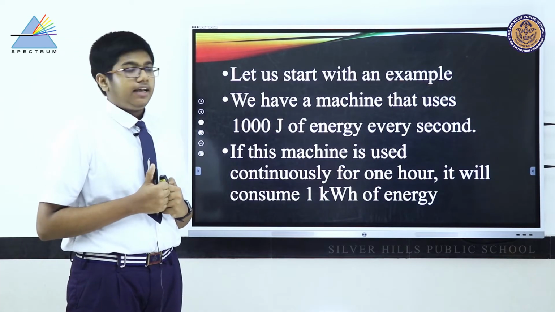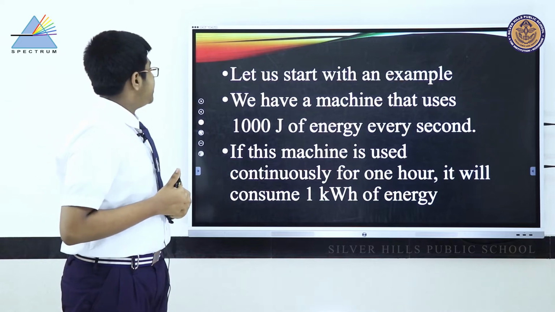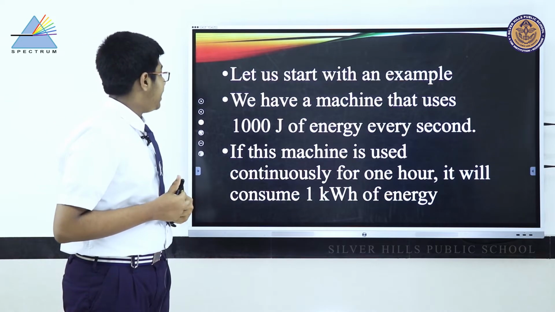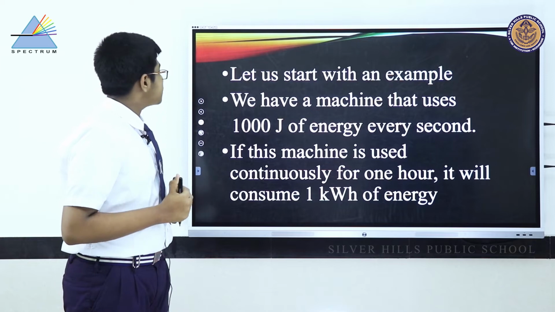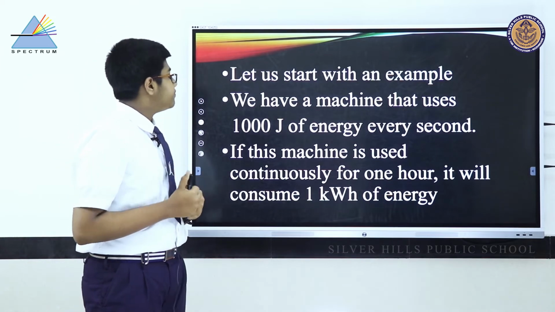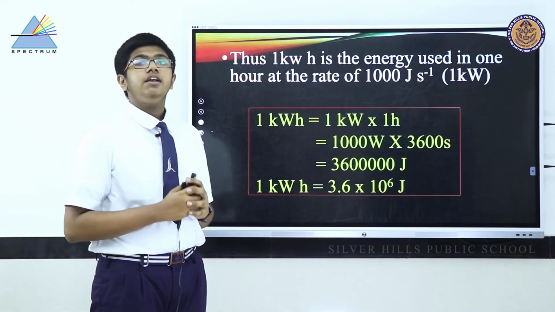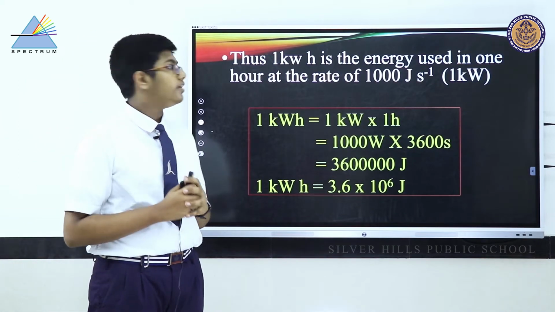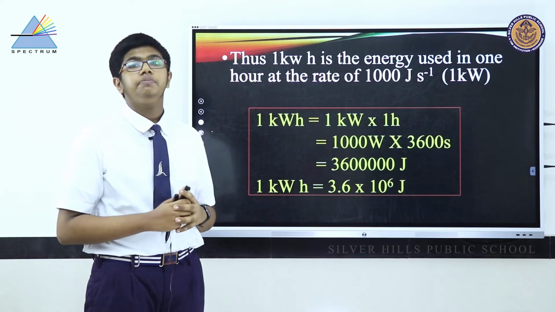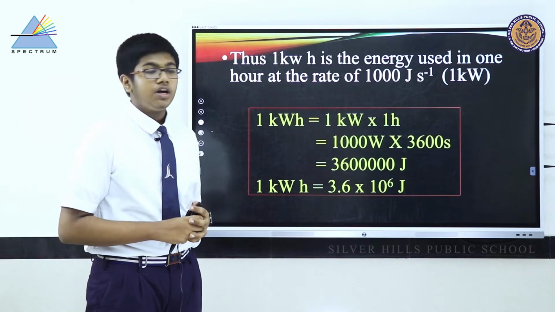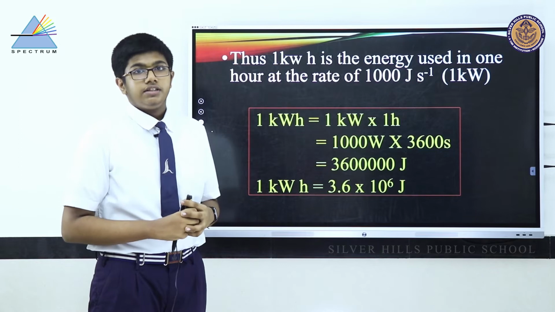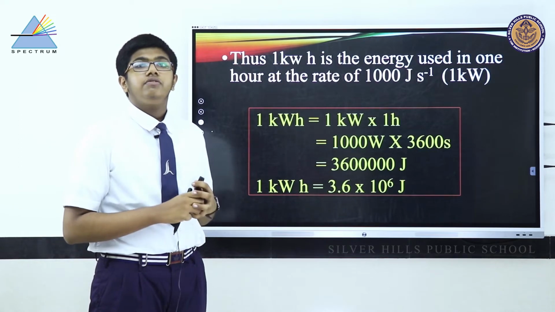Let us start with an example. Consider a machine that uses 1000 joule of energy every second. If the machine is used continuously for 1 hour, it will consume 1 kilowatt hour of energy. Thus 1 kilowatt hour is the energy used in 1 hour at the rate of 1000 joule per second, which is 1 kilowatt. And 1 kilowatt hour is equal to 1 kilowatt into 1 hour.